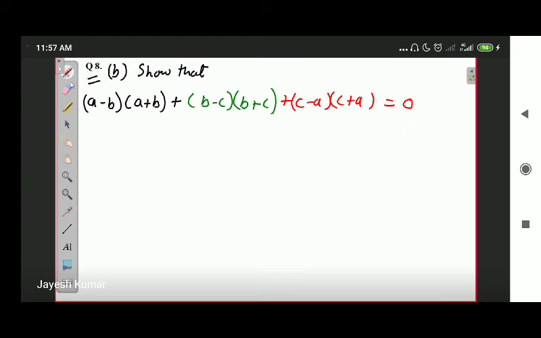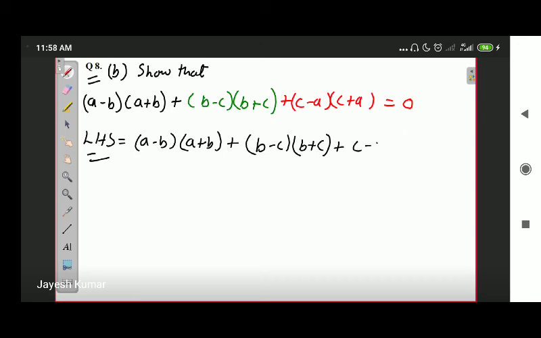So the formula that we are going to use here is a square minus b square. Let me write down LHS first. We are going to prove that our LHS is equals to RHS. So LHS is a minus b into a plus b, plus b minus c into b plus c, and lastly, c minus a into c plus a. Okay. Now we simplify it using the formula.